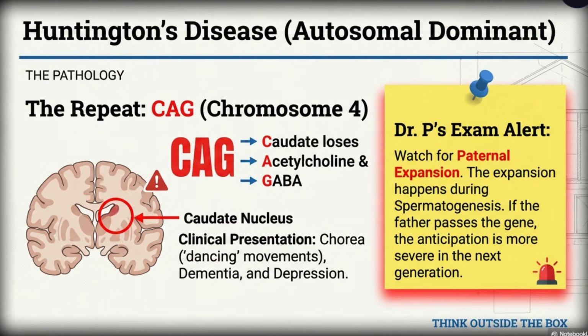Huntington's disease, autosomal dominant. The defect is in CAG repeat on chromosome 4. Let's look at the mnemonic. CAG: caudate loses acetylcholine and GABA.